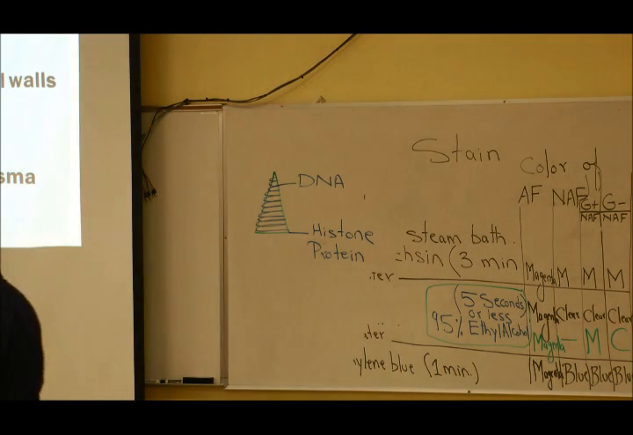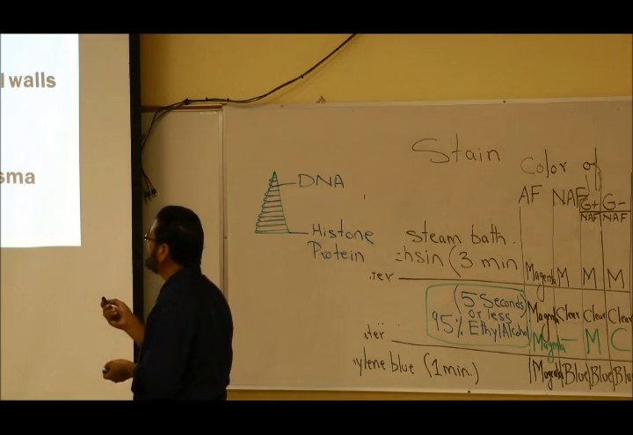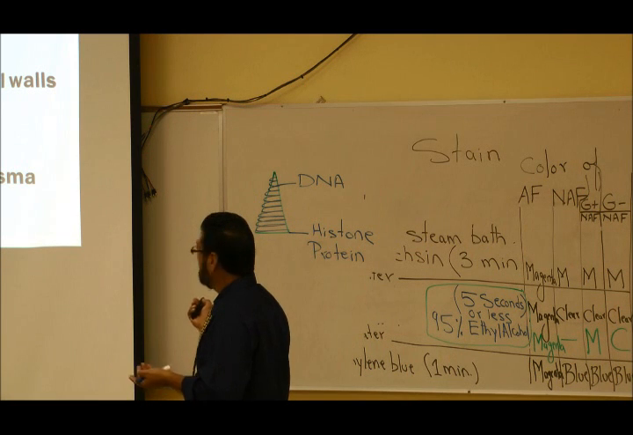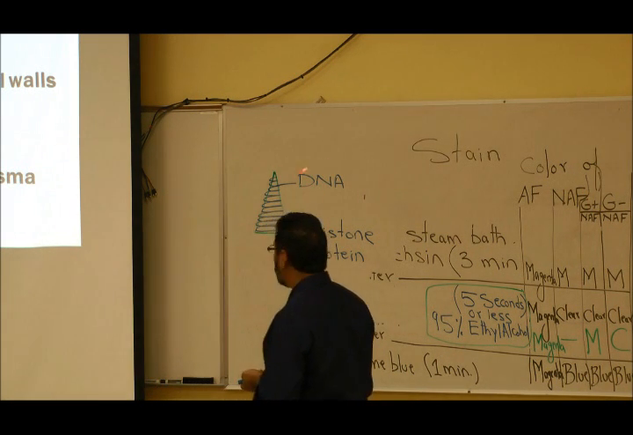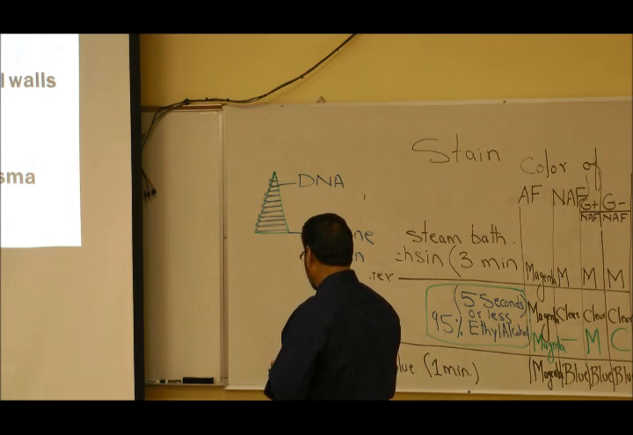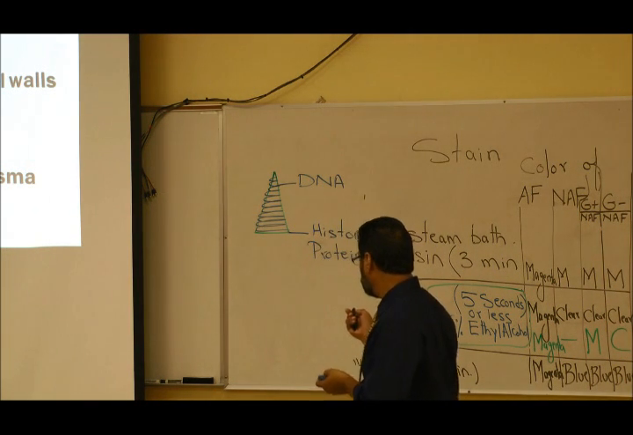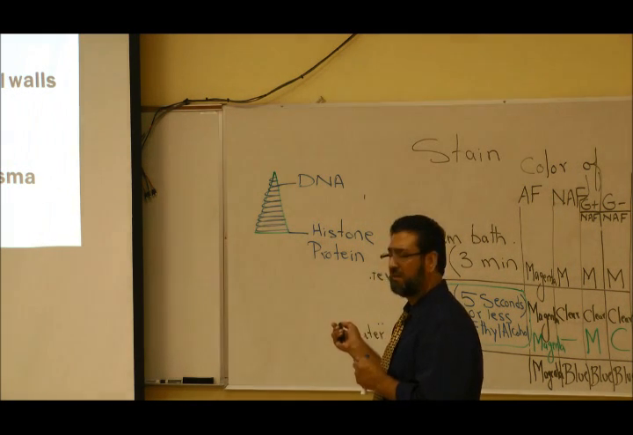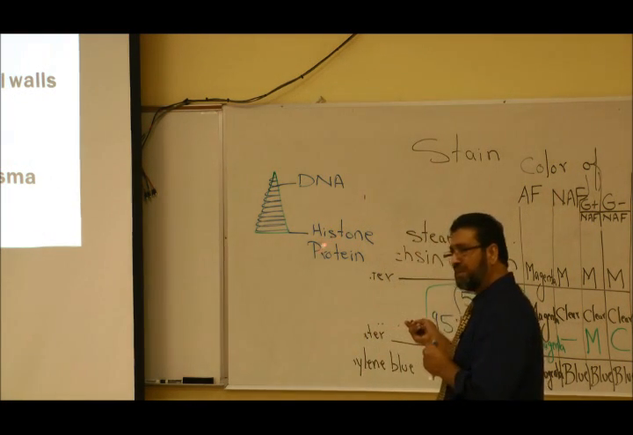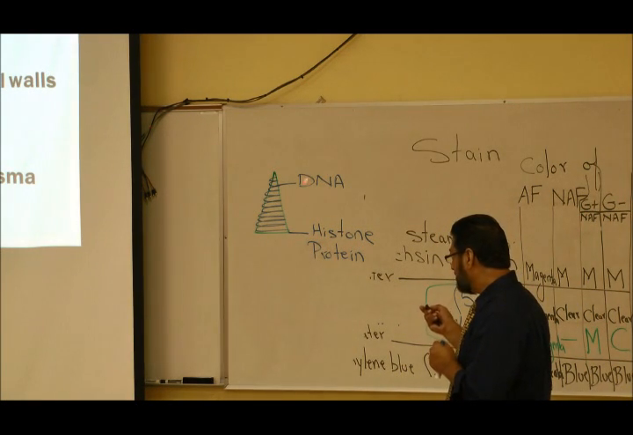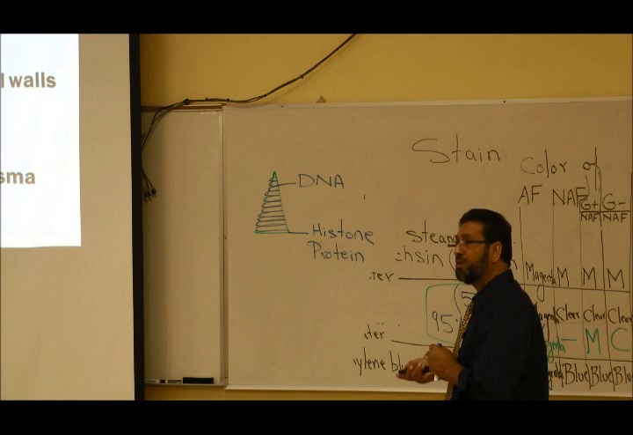Because eukaryotes have large amounts of DNA, right? 23 pairs. So our DNA requires organization. So the job of histone protein is to allow DNA to organize itself inside the nucleus. Histone protein allows the DNA to organize itself inside the nucleus. Organization.